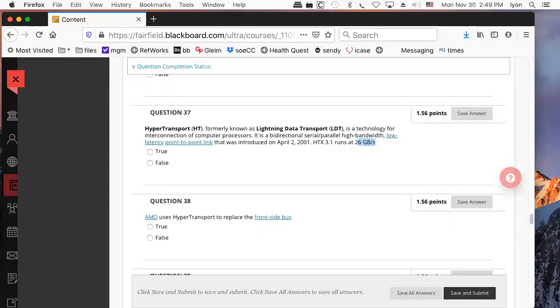26 gigabytes. When you see the B is capitalized, that means bytes. So not to put too fine a point on it, that's about 208 gigabits per second. I mean, that is fast. And this is from 2001. So then AMD uses hypertransport to replace the front side bus. That is true. I sort of recall doing that, actually. We did do this.